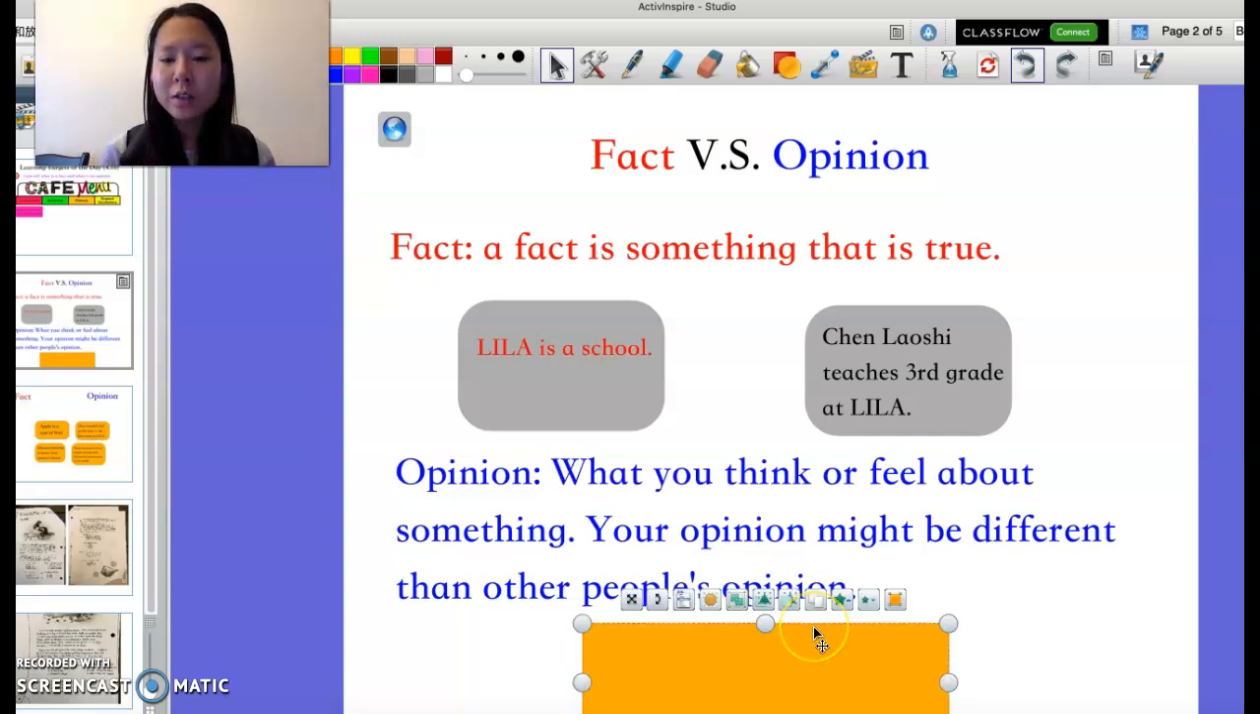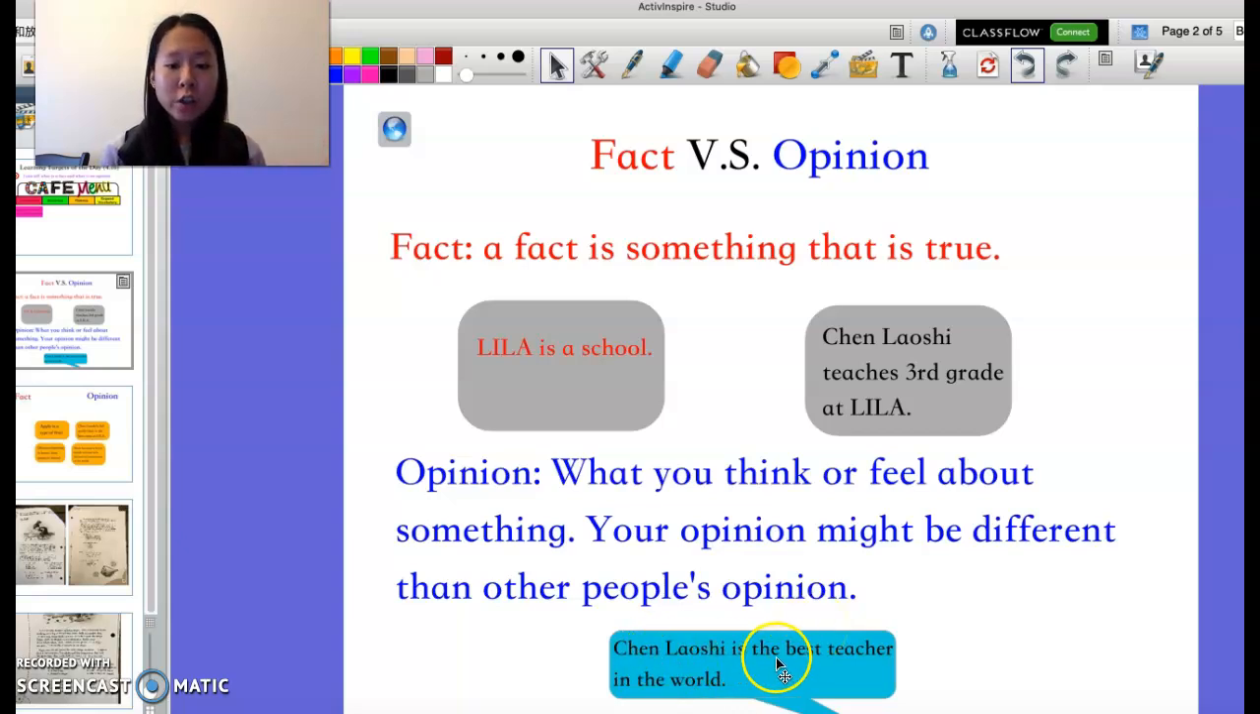Okay, so for example, Chen Laoshi is the best teacher in the world. Is that opinion or fact? That is an opinion because Chen Laoshi's students might think Chen Laoshi is the best teacher in the world. So different people can have different opinions on this.